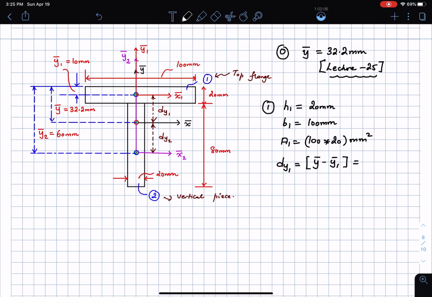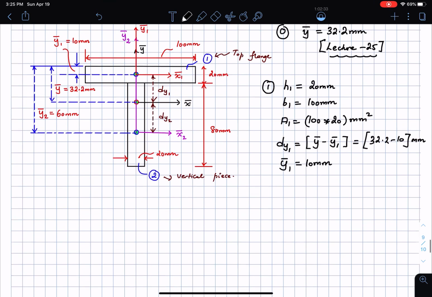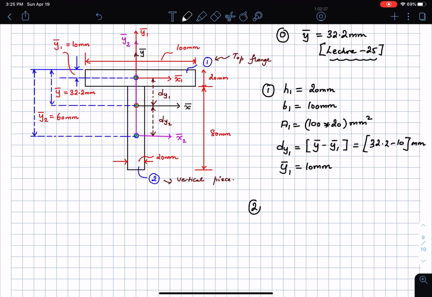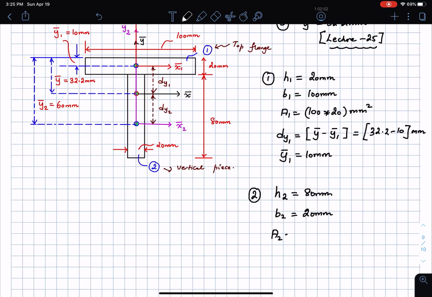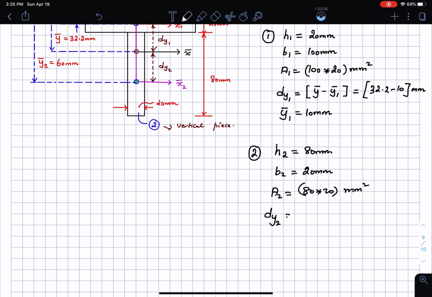Okay, and dy1 is y bar minus y1 bar, so that's 32.2 minus 10 millimeters, and I just want to write y1 bar here as well. y1 bar is going to be 10 millimeters, and so we can just leave it that way, 32.2 minus 10. Okay, this is for shape 1. Then for shape 2, I want to say that h2 is going to be the height, so that's going to be 80 millimeters, right? And then b2 is going to be 20 millimeters. a2 is going to be 80 times 20 millimeters squared.